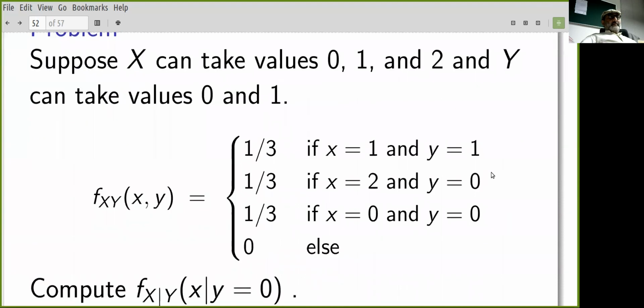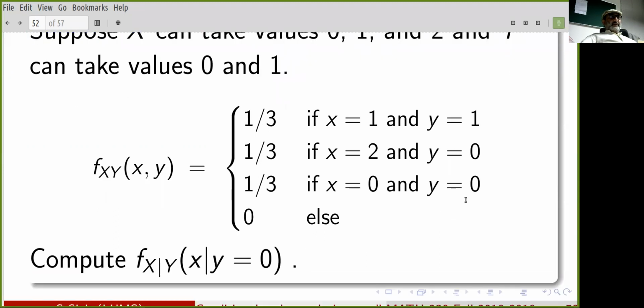Okay, let's do another problem where x and y are discrete now. So x can take values 0, 1, and 2, y takes values 0 and 1. So the PMF for x and y is given by 1/3 if x equals 1 and y equals 1, 1/3 if x equals 2 and y equals 0, 1/3 if x equals 0 and y equals 0, and it's 0 otherwise. Okay, and the problem is to compute the conditional for x given y is equal to 0.